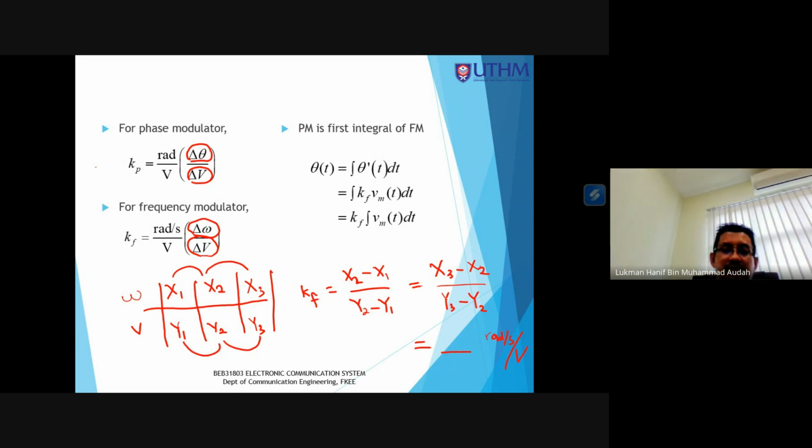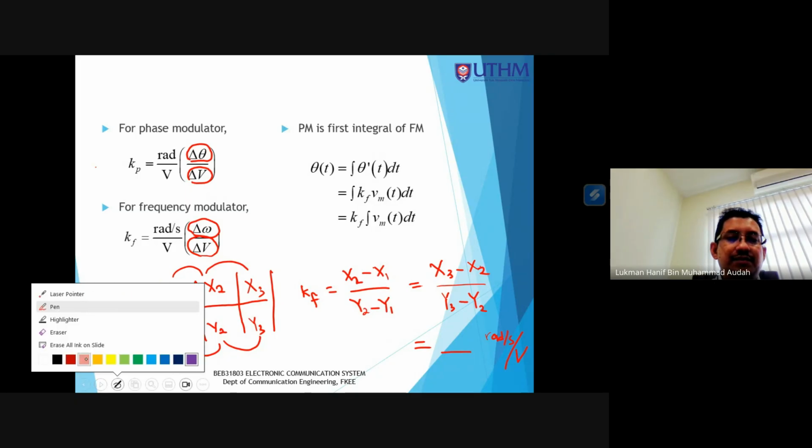In the previous exam, we have given this question before. We give a table and you need to find either Kf or Kp. Similar for Kp, we will give you a theta parameter over here, in terms of x1, x2, x3, and also the voltage parameter. So you need to find the Kp. For Kp, the unit is radians per volt.